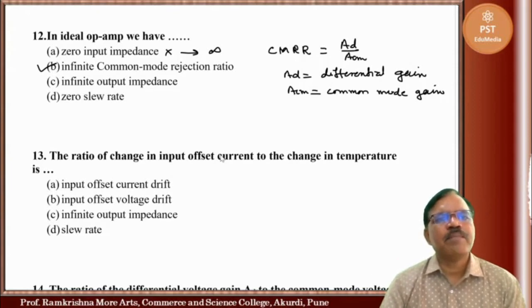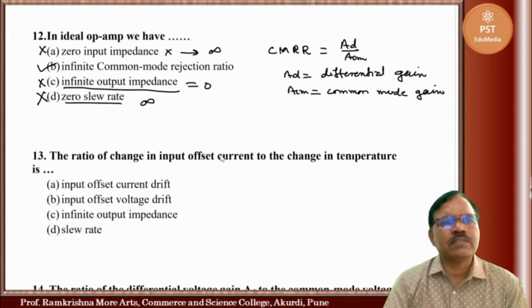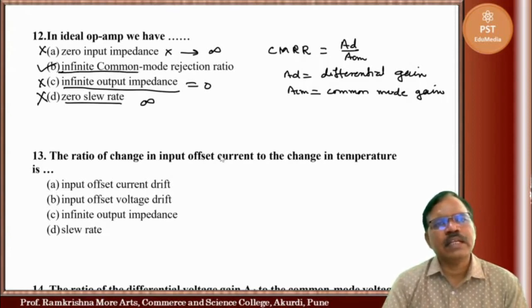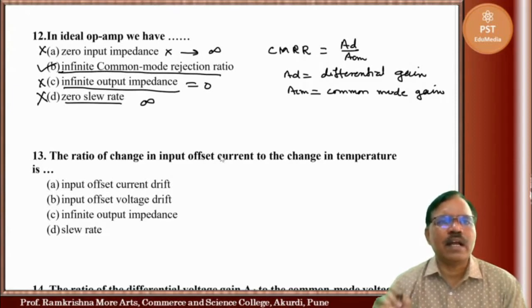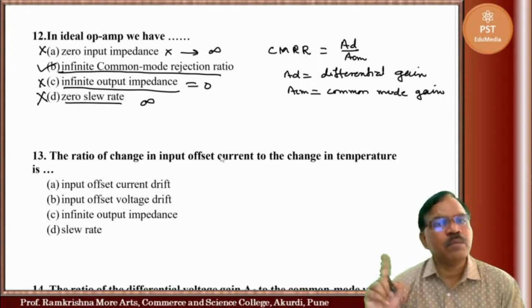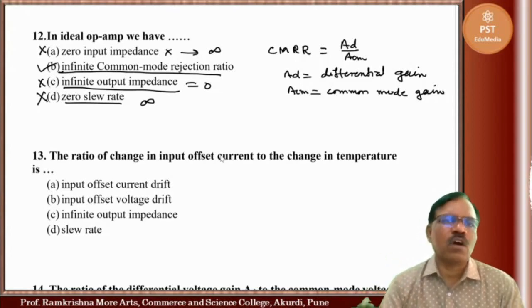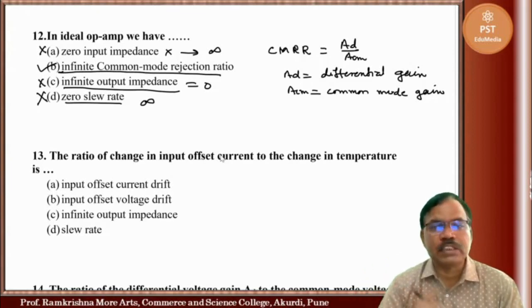That is correct. Infinite output impedance? No. Output impedance must be 0 ideally. Slew rate must be infinite. That's why this first one is not correct. This second one is correct. So in an ideal operational amplifier we have infinite common mode rejection ratio, infinite input impedance or very high input impedance, zero output impedance or very low output impedance, and infinite slew rate or very high slew rate.